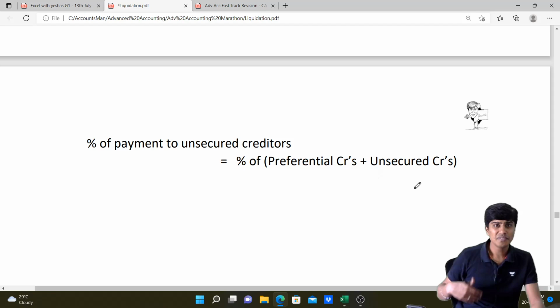Got it? Then we have the later part, and that's it. Now we have covered the topic of liquidation of companies, the liquidator's final statement of account. Let's quickly see a problem on the same. Shall we?